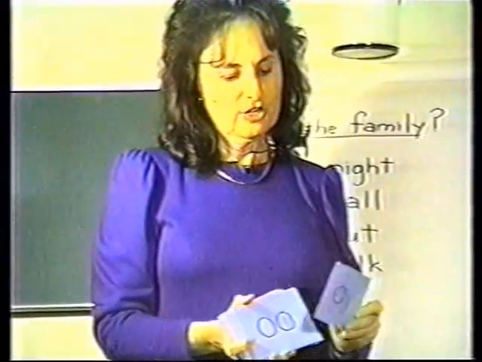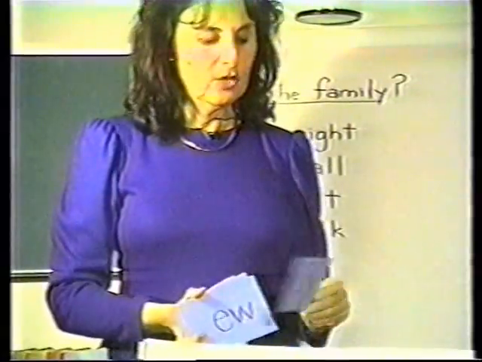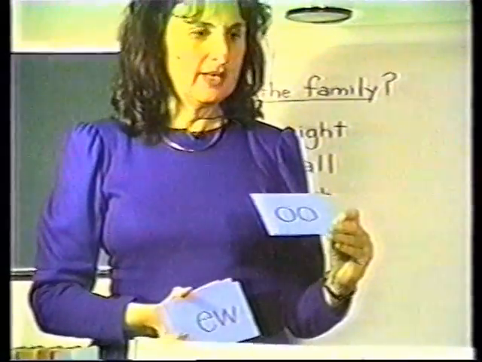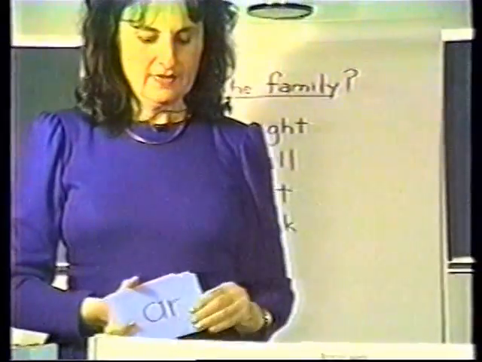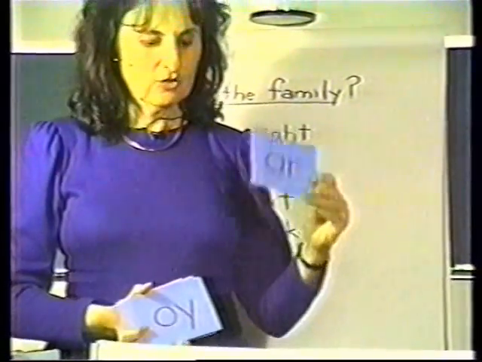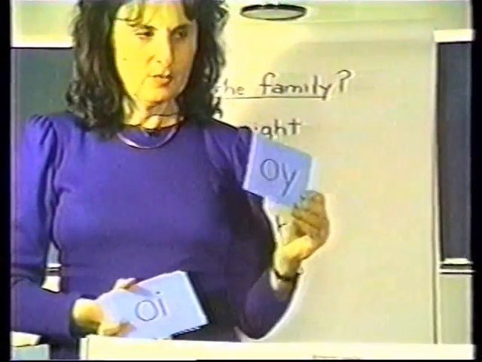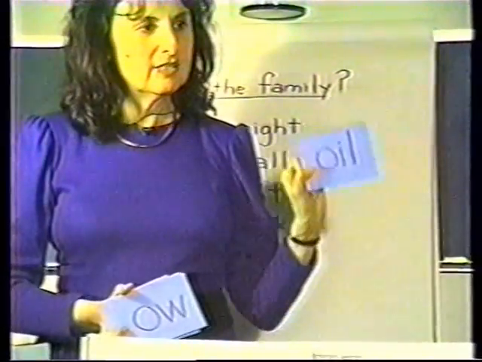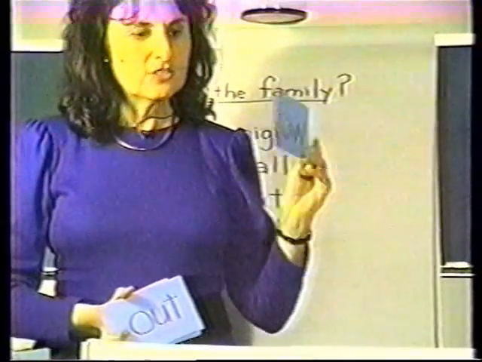This is the key word, Noreen. What is the key word? Day. So this would be? A. The key word is? Zoo. So that would be? Oo. The key word is? New. So that would be? Oo. The key word is? Car. So that would be? R. The key word is? Boy. So that would be? Oy. The key word is? Oil. So that would be? Oy. The key word is? Now. So that would be?